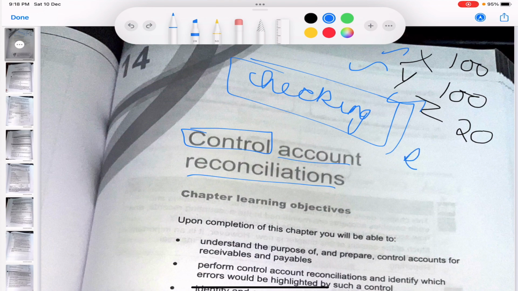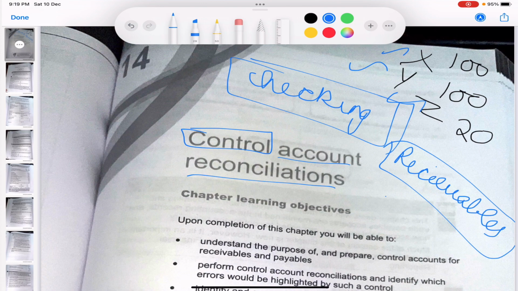I have something called the receivables control account. What is this receivables control account? This basically has the total, which is 220. It has the cumulative value of the entire number of debtors. So that is what control accounts are. We all know what an individual ledger account is; that's what we've been doing so far. In this chapter we will be doing the control account. So the receivables control account has the cumulative of the receivables, and the payables ledger account has the cumulative of the payables account.